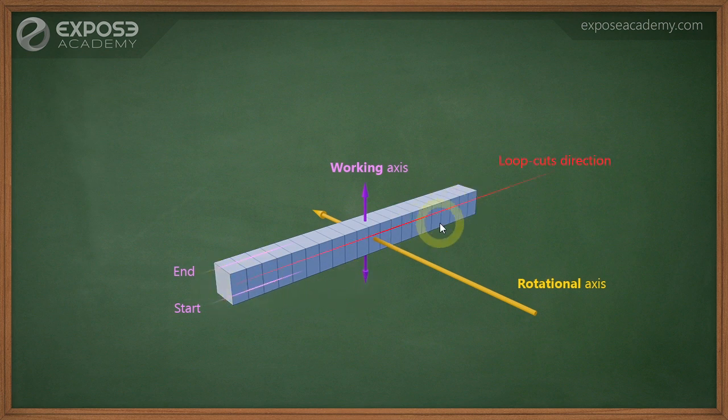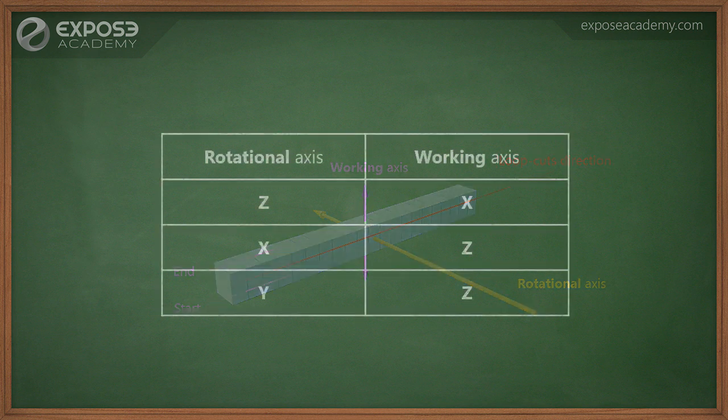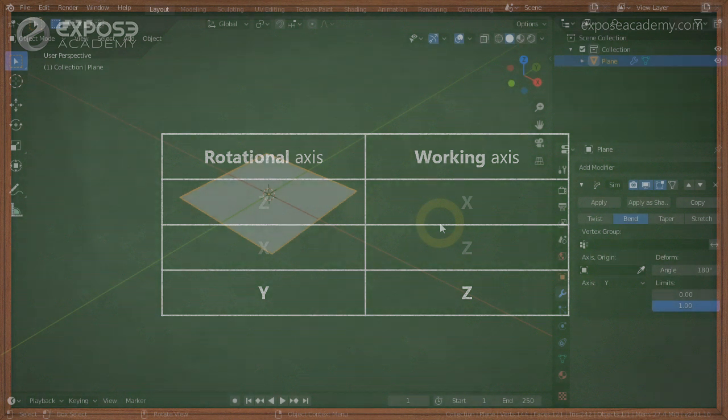To save you some time experimenting with this by yourselves, here is the chart for the rotational axis and the working axis. Just remember this every time you use the bend modifier. So if you use the z-axis for the bending or the rotational axis, the working axis is the x-axis. If you use the x-axis for the rotational axis, the working axis is the z-axis. And finally, if you use the y-axis for the rotational axis, the working axis is also the z-axis.